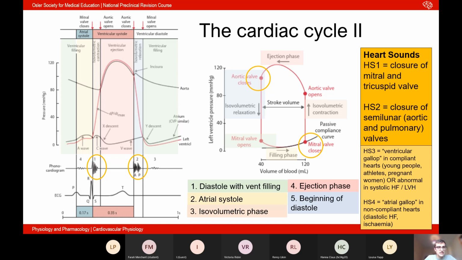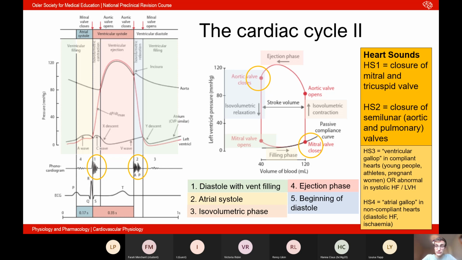We then get atrial systole here in yellow, where you get a disproportionate increase in pressure in the atria because they're contracting, and that is transmitted through to the ventricles as blood moves through and tops up the ventricles, if you like. We then get ventricular systole, and this happens in two phases.